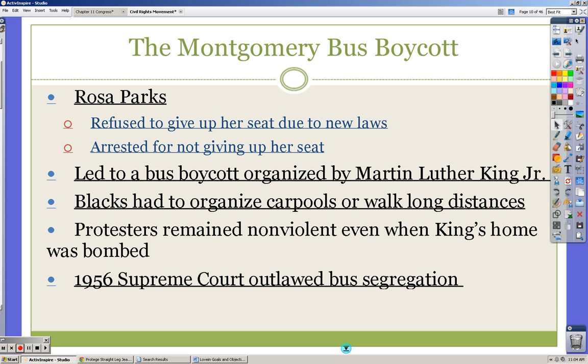Basically, blacks would either walk to work or they'd organize carpools, and buses would run with empty seats, and it really hurt the city because they had to pay for these buses to run with no riders, and eventually they won out, and in 1956 the Supreme Court outlawed bus segregation. And this is going to promote Martin Luther King Jr.'s idea of peaceful protest, and he goes along the lines of what Gandhi was preaching, and that's the start of the movement.